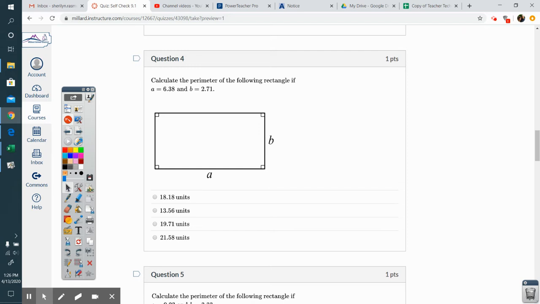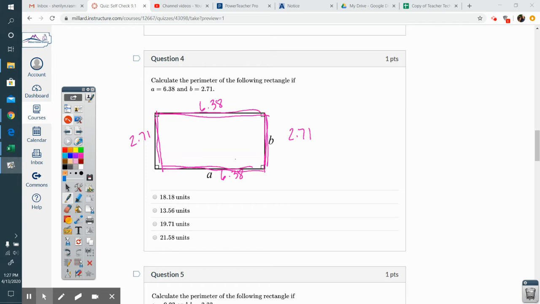Okay, calculate the perimeter. We go back to perimeter. If the following rectangle, A is 6.38 and B is 2.71. Now keep in mind, perimeter is like the fence on the outside. That's what we're trying to calculate. So you've got 2 sections that are 6.38, and you've got 2 sections that are 2.71 because they're opposite of each other. So this is 2.71 and this is 2.71. This is 6.38 and this is 6.38.